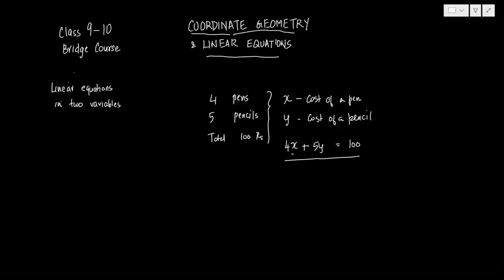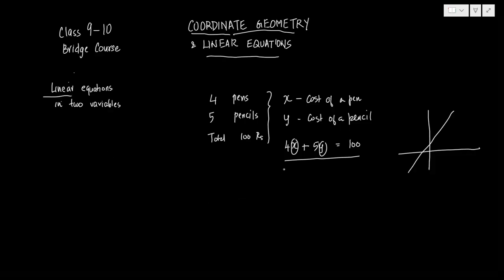First of all, why two variables? Because x is a variable, y is a variable. Why is it called a linear equation? Because if you take this equation and plot it on a graph, you will get a line. Linear means related to a line.